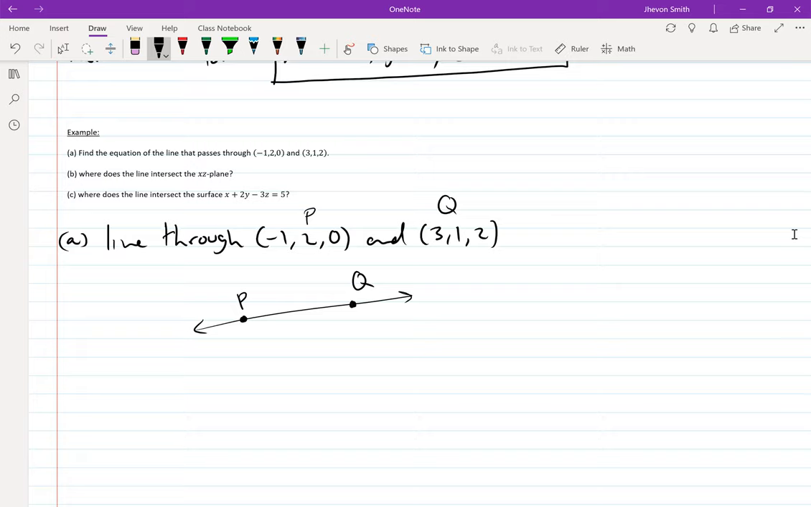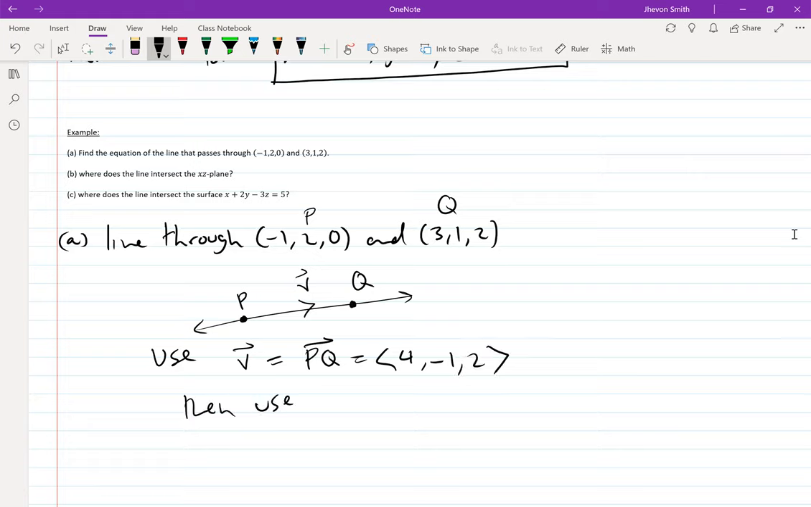We can find the vector v by, say, taking final minus initial. So use v equals PQ. So that's 4, minus 1, 2. Then use either point. Use x naught, y naught, z naught equals minus 1, 2, 0. You could use Q, but I just picked the other one.